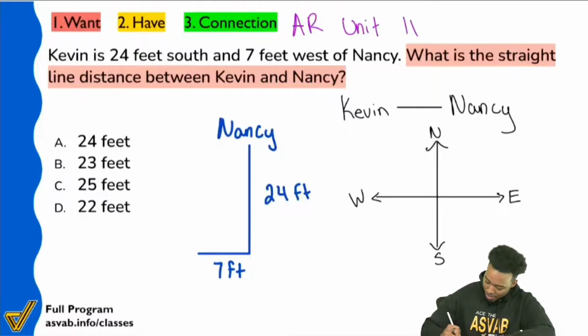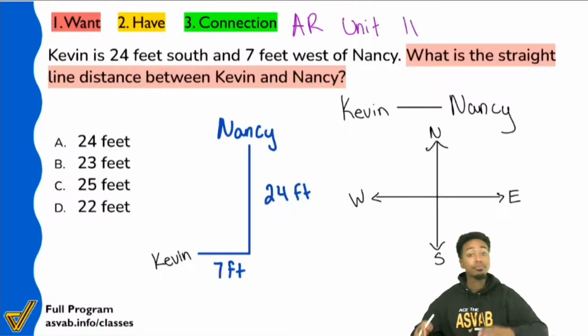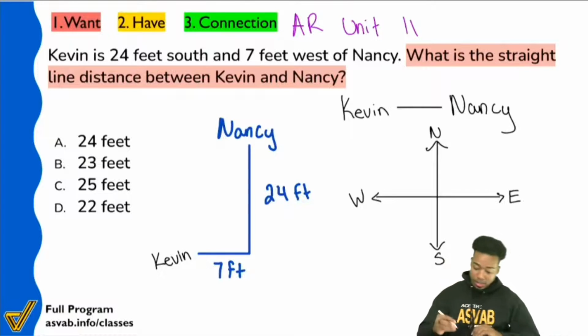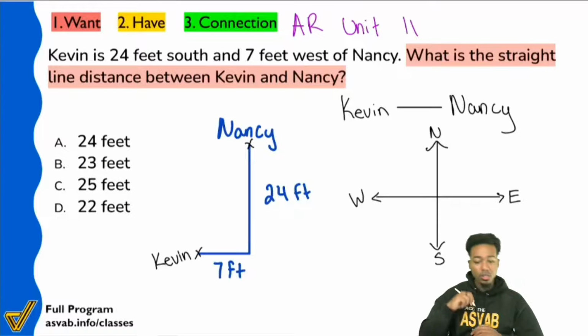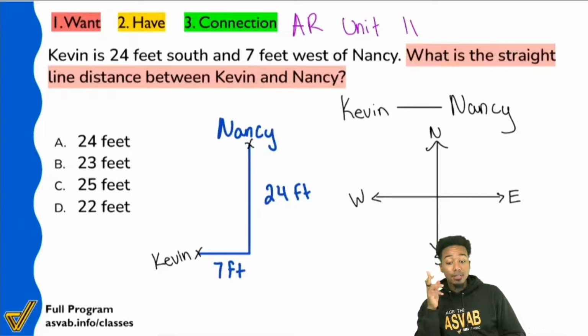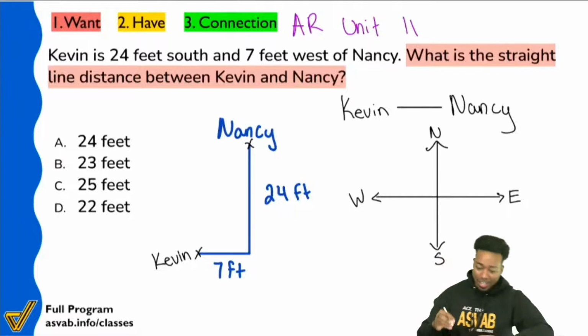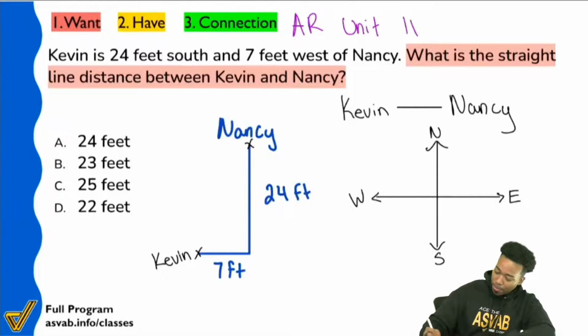And then that means this is where Kevin is. Everyone, is that fair? Nancy starts here. If you go 24 feet south and 7 feet west, you get to Kevin. Is that fair? Perfect. And so with that said, we are looking for, again, the straight line distance.